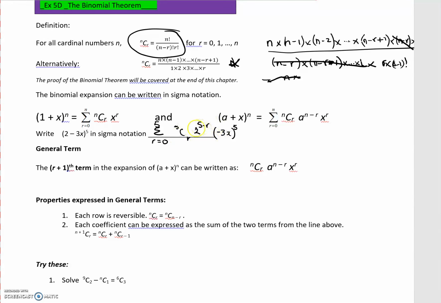Now, I'm making rather a big deal about what the coefficient is, because if you look ahead, you'll see the next exercise is all about the actual coefficient in the expansion of binomials. And unfortunately, very few of them are going to be this simple, where the coefficient only contains the nCr component.